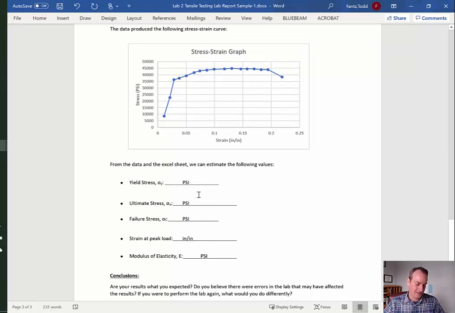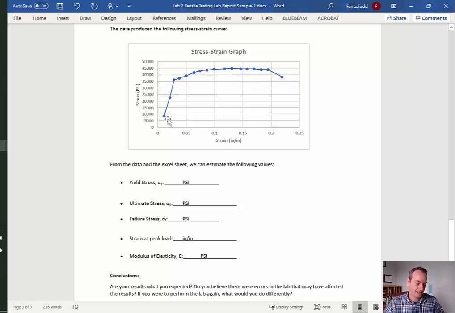The one thing I'd say is the yield stress. Well, this is all straight line until I get to right there, right? What's the stress right there? 36,231, yeah, so 36,231 PSI. I've told you too much already. What about the ultimate? That's just the highest number. That failure is over here. Strain at the peak, well, you go to that same peak, the highest value. What was your strain there?